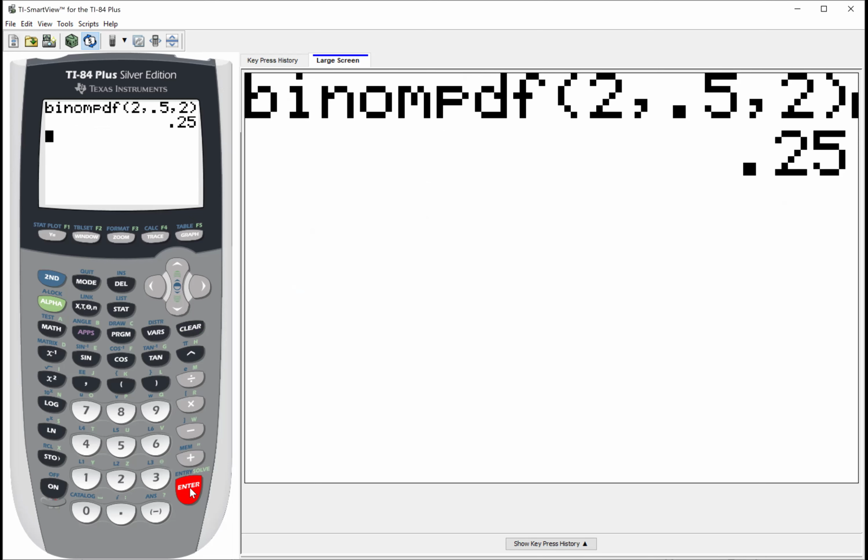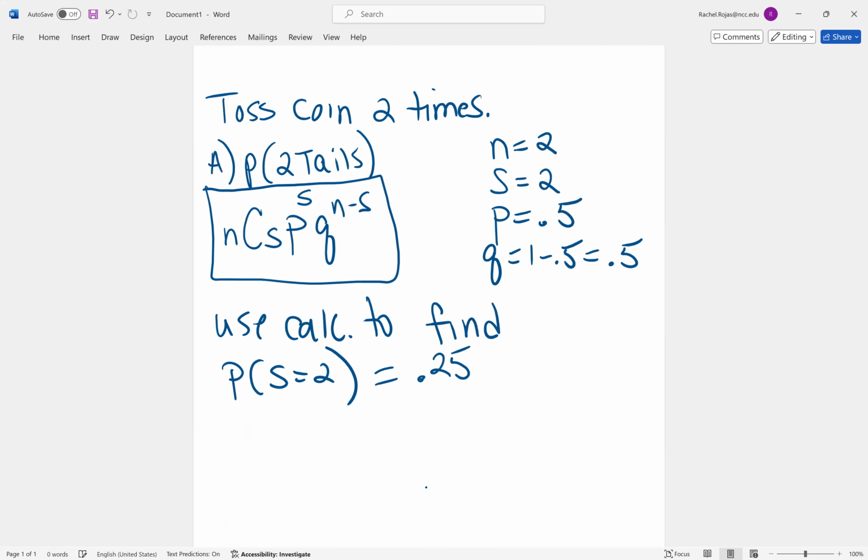So we're going to hit enter twice, and we get 0.25, which is exactly what we got when we used the binomial formula by hand, right? This is so much quicker than having to plug into the binomial formula. We're just telling the calculator to do it for us, right? So this was equal to 0.25.